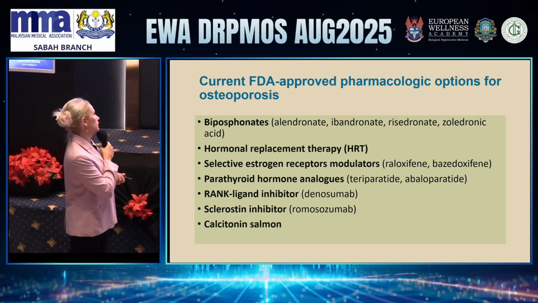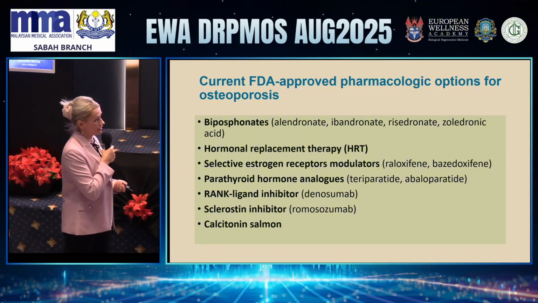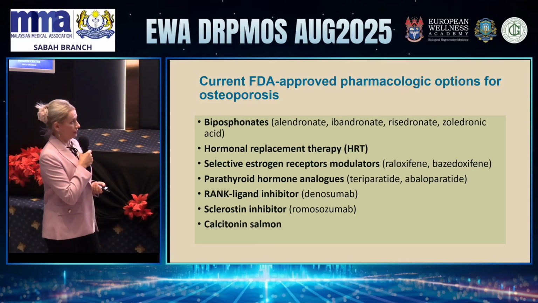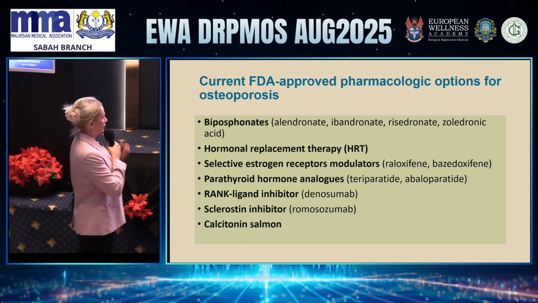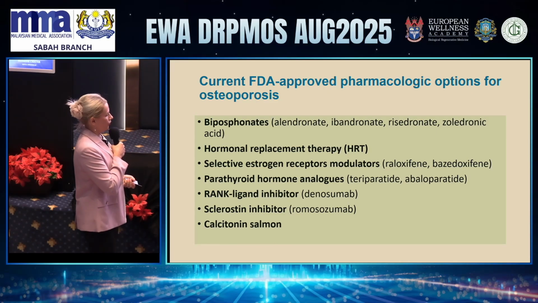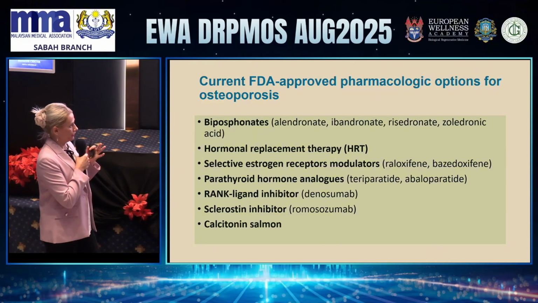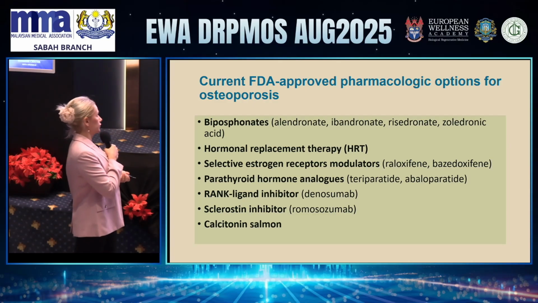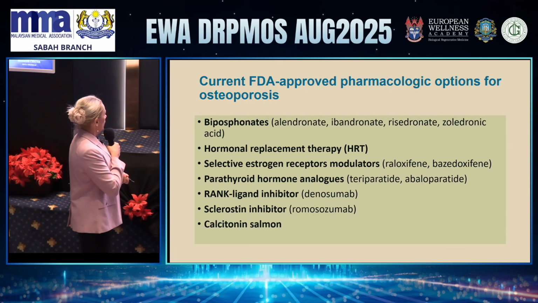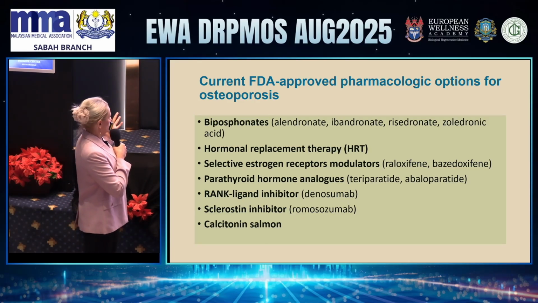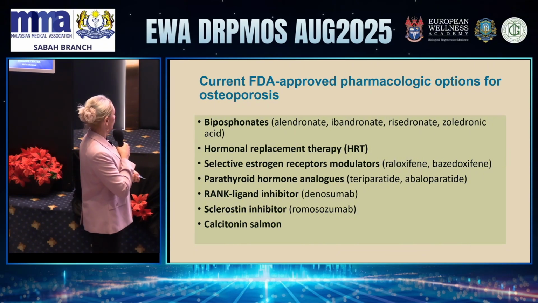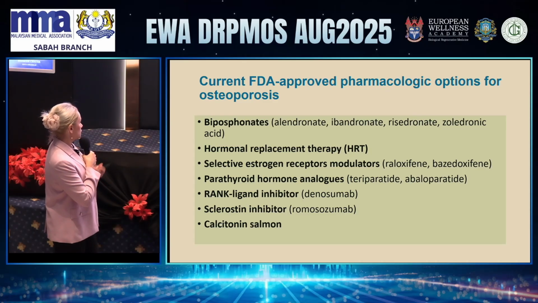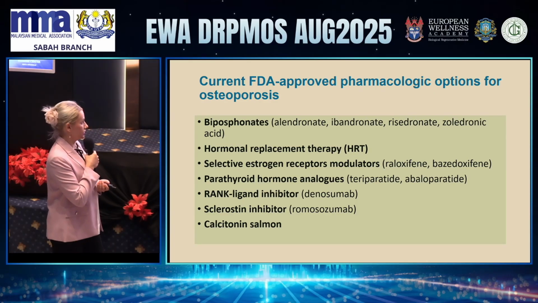Parathyroid hormone analogs like teriparatide, abaloparatide, and selective estrogen receptor modulators, raloxifene and bazedoxifene, also appear to be effective. Monoclonal antibodies, the RANK ligand inhibitors. Remember when I was talking about the mechanism of bone remodeling? Inhibiting the differentiation and proliferation of the osteoclasts, literally inhibiting bone resorption with the help of denosumab monoclonal antibodies. Sclerostin inhibitor romosozumab also is quite effective. And calcitonin salmon, a recombinant calcitonin derived from salmon, appears to be more effective than recombinant human calcitonin.